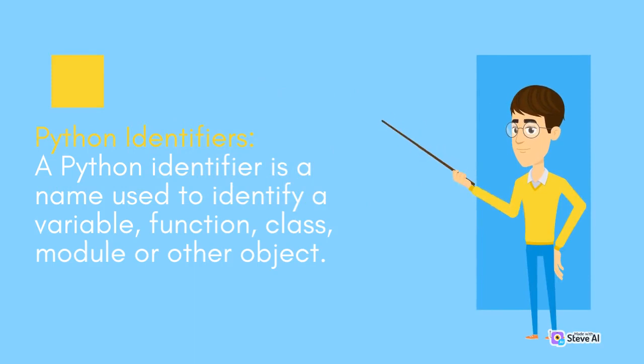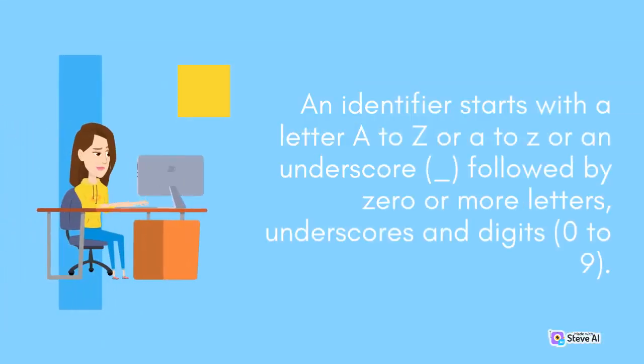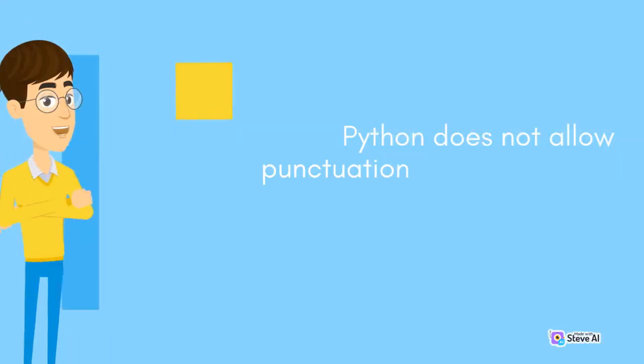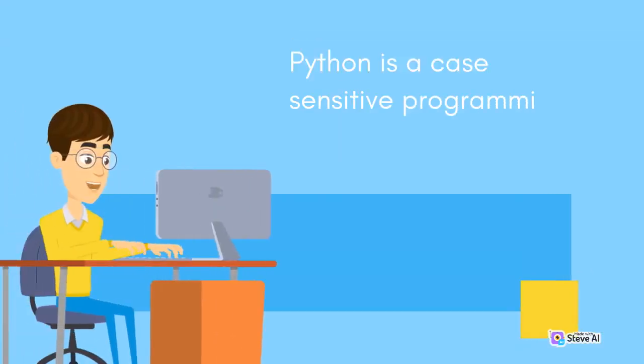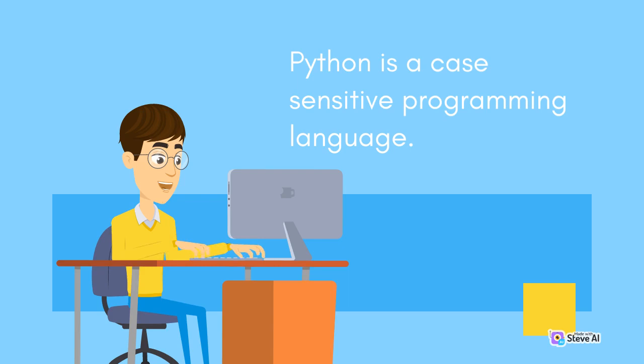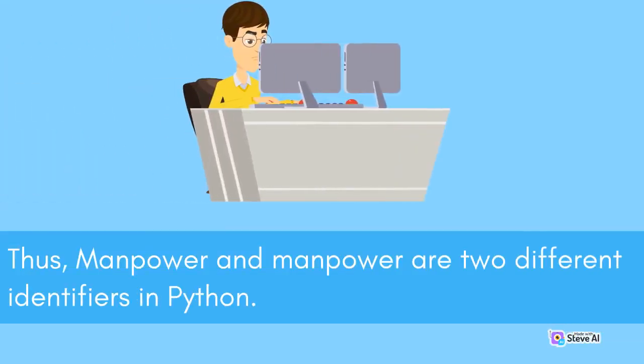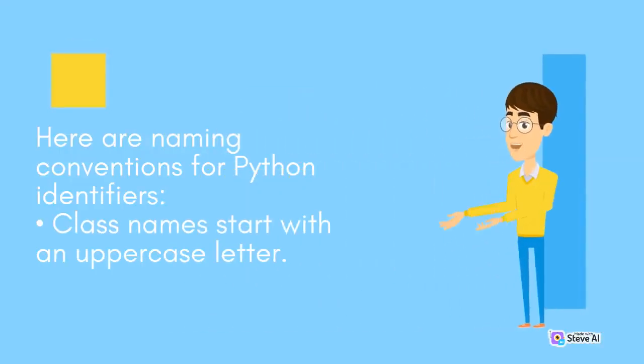Python identifiers. A Python identifier is a name used to identify a variable, function, class, module or other object. An identifier starts with a letter A to Z or a to z or an underscore, followed by zero or more letters, underscores and digits, 0 to 9. Python does not allow punctuation characters such as @, $, and % within identifiers. Python is a case-sensitive programming language. Thus, Manpower and manpower are two different identifiers in Python.